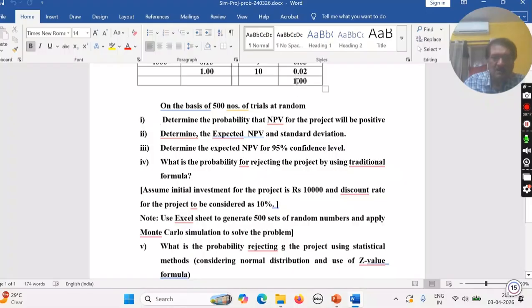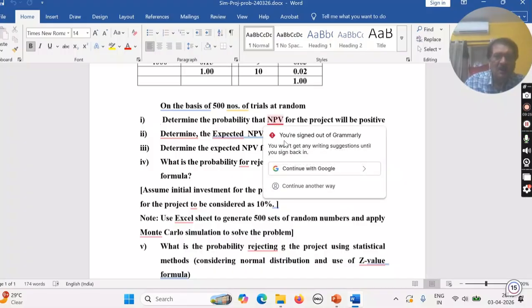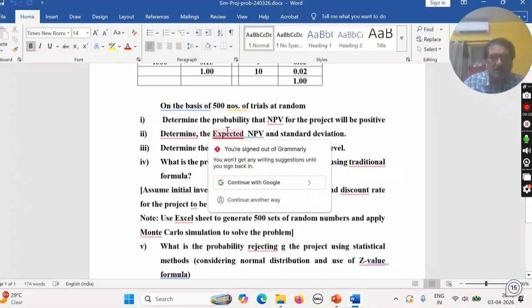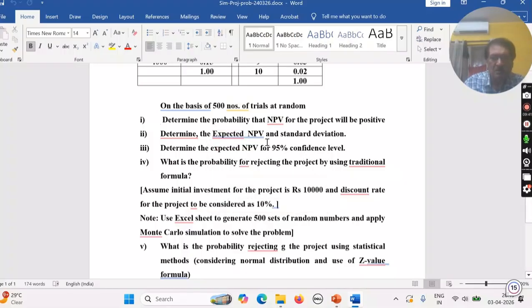Expected, why? As probability is attached, that's why it is called expected. Otherwise, it will be average. And standard deviation. Standard deviation of NPV. Because 500 trials we are considering, that's why, we need the expected NPV and standard deviation of NPV.